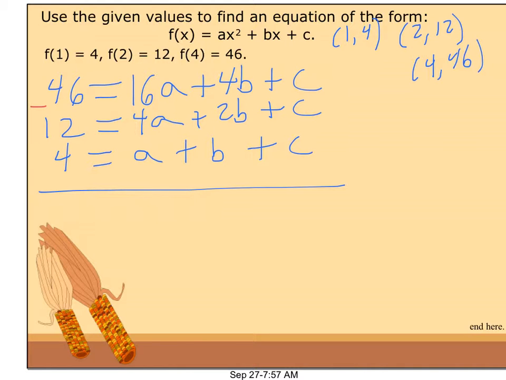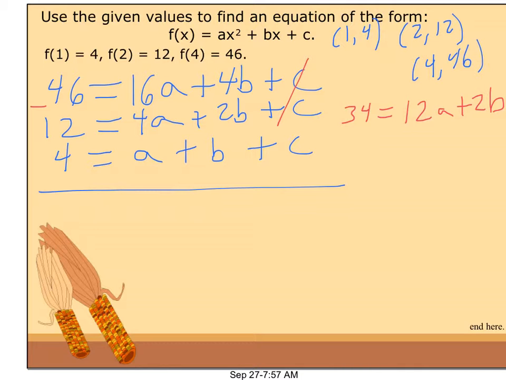First thing I'm going to do is reduce this down to 2 equations with 2 variables. And I can see if I subtract these first 2 equations, I can already tell from looking at them that the c's are going to cancel. So 46 minus 12 is 34. 16a minus 4a is 12a. And 4b minus 2b is plus 2b. Okay? I got that down to an equivalent equation that has 2 variables instead of 3. It's still not solvable because that equation by itself is just one equation with 2 variables.